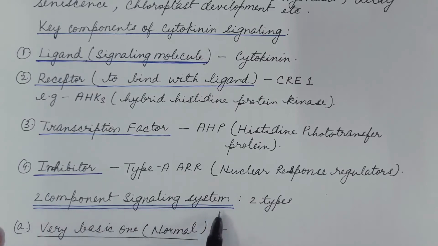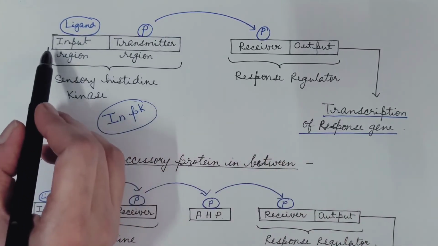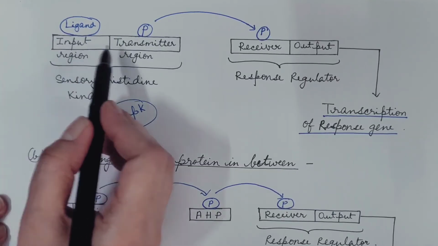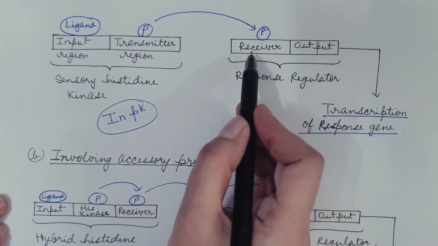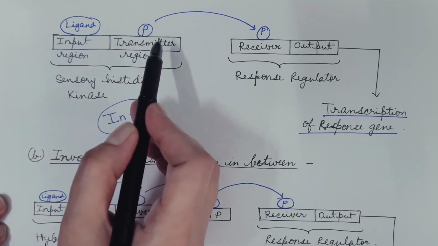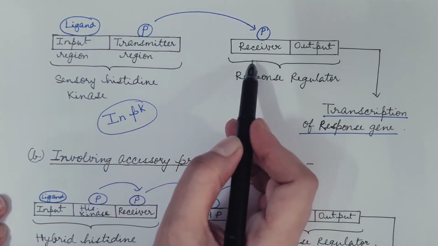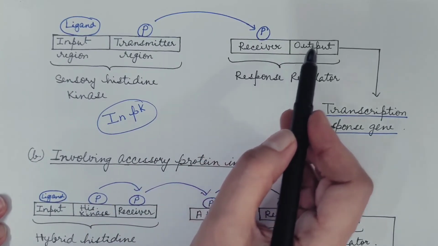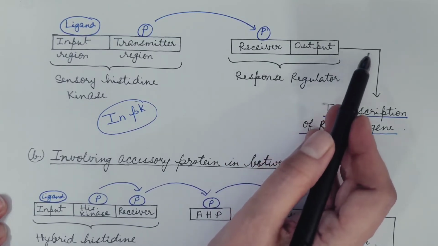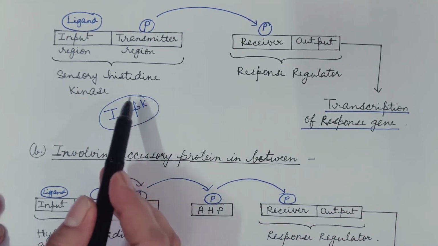Cytokinin signaling is a two-component signaling system. It is of two types. One is the very basic one, that is the normal signaling system. It has two components, sensory histidine kinase and response regulator. Sensory histidine kinase is composed of input region and transmitter region, and response regulator is composed of receiver region and output region. Ligand comes and binds with the input region, which leads to autophosphorylation of the transmitter region. This then phosphorylates the receiver region, and the output region of the response regulator leads to transcription of the response gene. This type of signaling system is seen in prokaryotes.